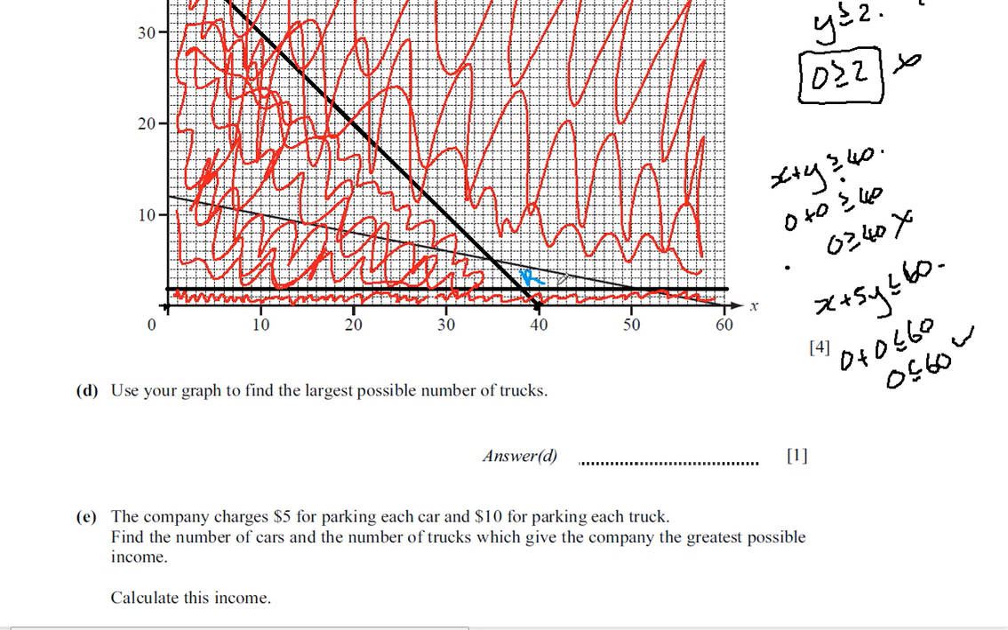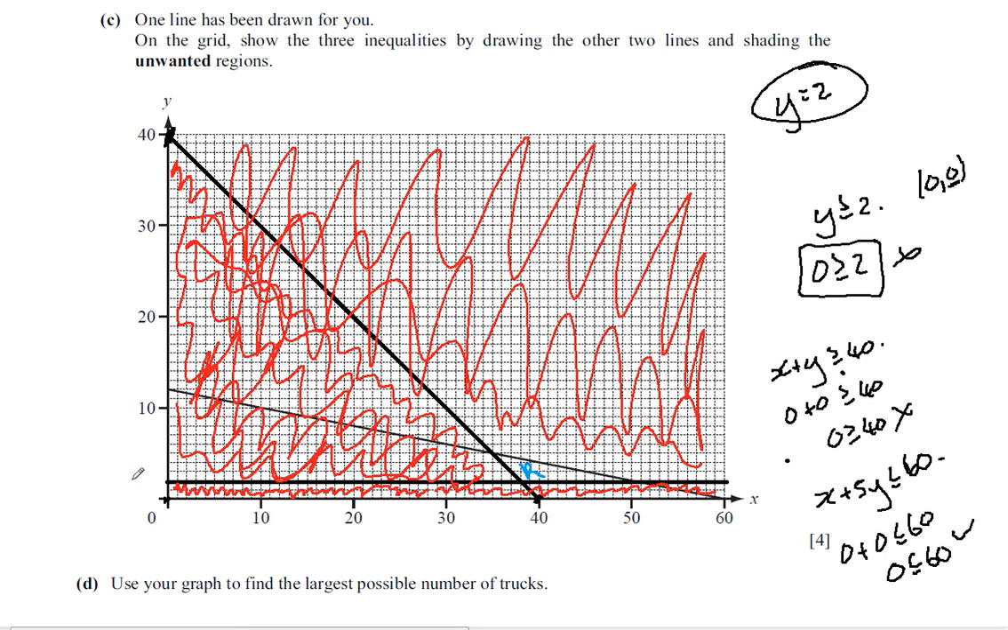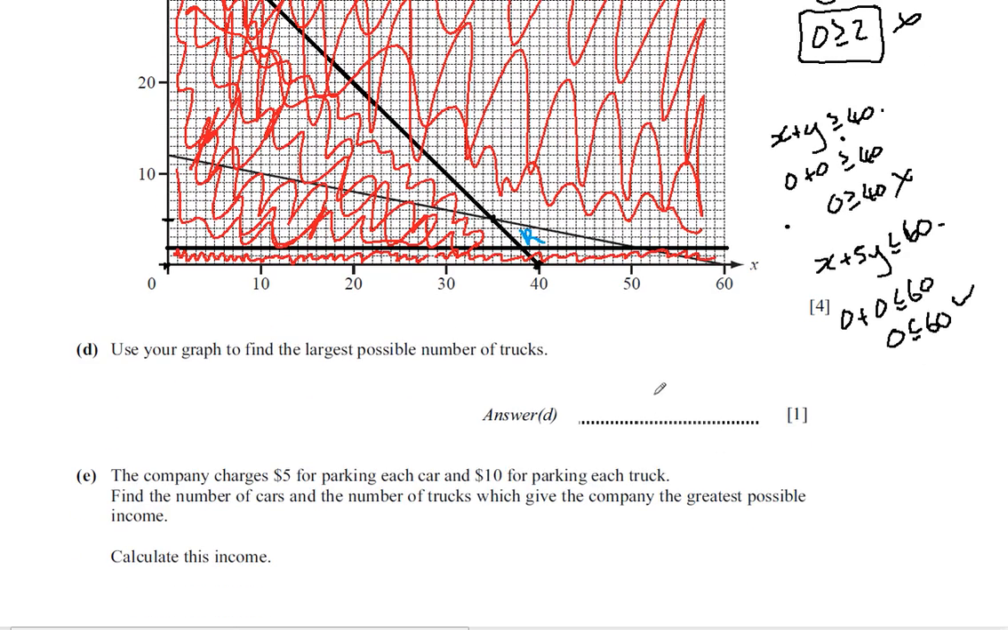So this little triangle satisfies all three inequalities that we have about our situation. It says use your graph now to find the largest possible number of trucks. Trucks is represented by Y, so here's the Y-axis, and cars is represented by X. If we look at our little region, the highest value the trucks could be is at 5.